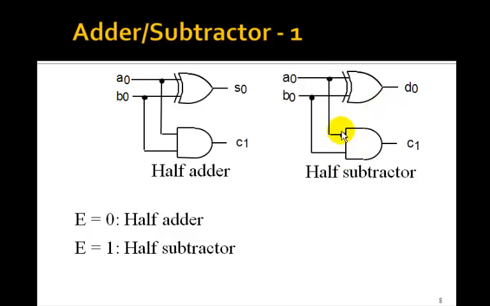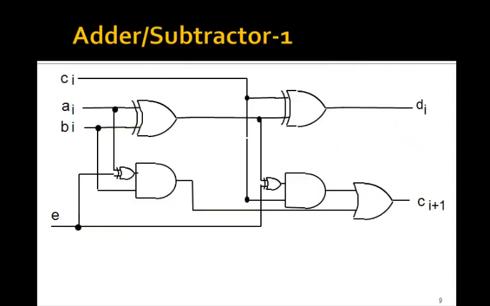Well, the bubble, we can use an exclusive OR gate here. An exclusive OR gate we can use as a controlled inverter. So if we make E equals 0, we want to get this picture. We want E equals 1 to get this picture. So here's how we can make an adder subtractor in one circuit. This is the bubble, sort of a controlled bubble.